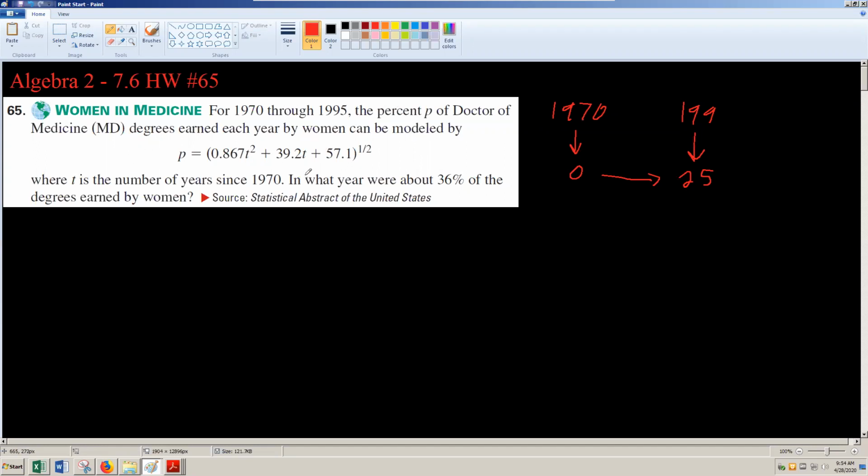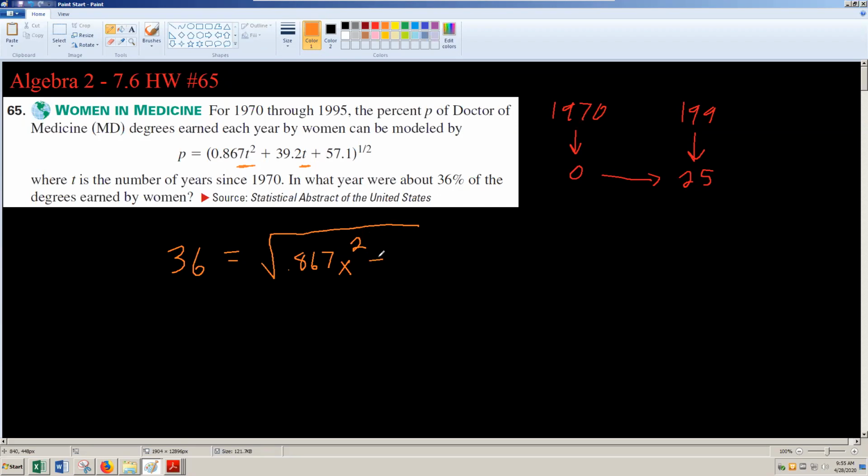Let's see. In what year were about 36% of the degrees earned by women? So here we're going to look at 36 as a percentage. So when we're doing this problem here, we're basically just saying, okay, well, when is this P number going to equal 36? So let's write this out as 36 equals, and I'm going to write it with a root like this just to show you can represent the same information two different ways. So here's 0.867 t squared, and I'm going to write this with x as well, again, just so my t's don't get confused with addition signs. So t is x here.